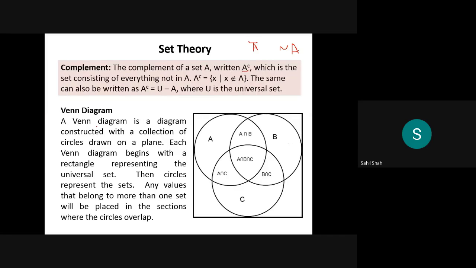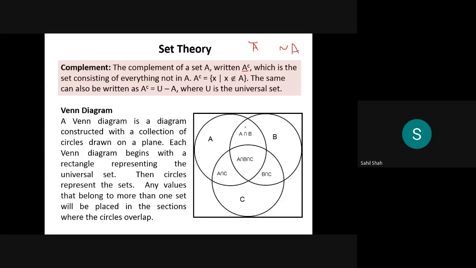What is the Venn diagram? It's a diagram constructed with a collection of circles drawn on the plane and having a rectangle representing a universal set. The circles represent the sets. Any values belonging to more than one set will be placed in the sections where the circles overlap. So you are observing a Venn diagram involving three sets A, B, C.